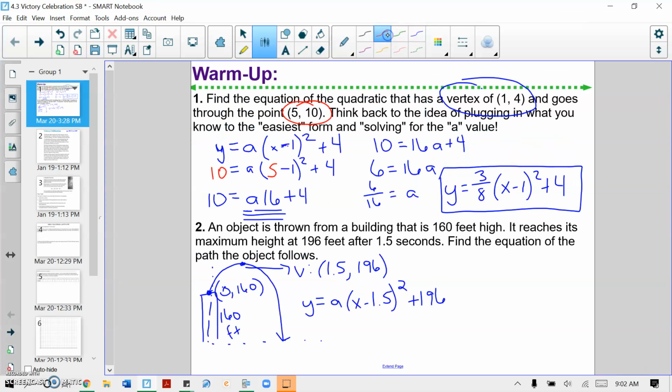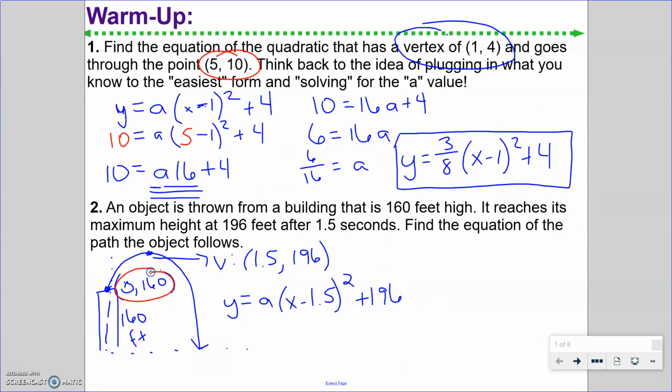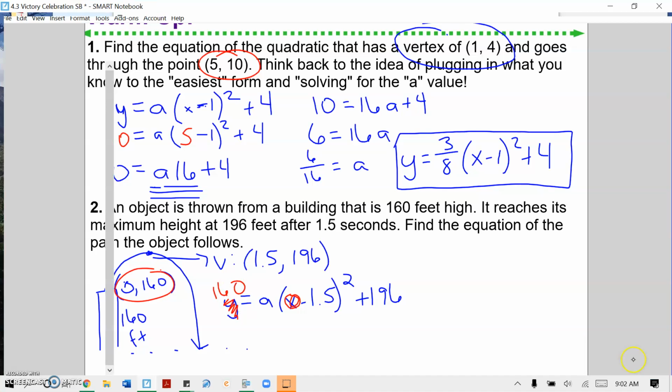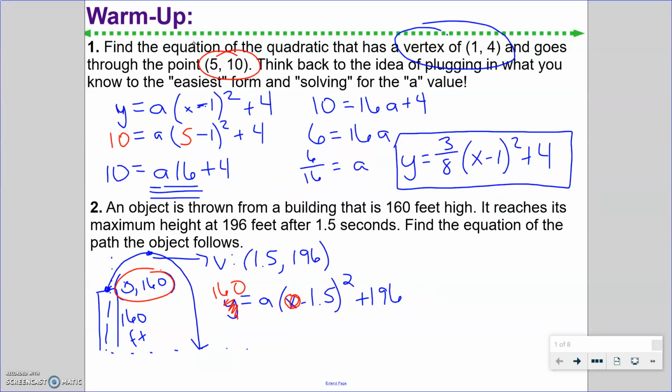And then I'm going to take that point (0, 160) and put 0 in place of x, 160 in place of y. So let me switch my colors here. So now I've got 160 equals a times, well, 0 minus 1.5 is negative 1.5. And negative 1.5 squared, I'm just doing that off to the side of my calculator real quick, is 2.25.